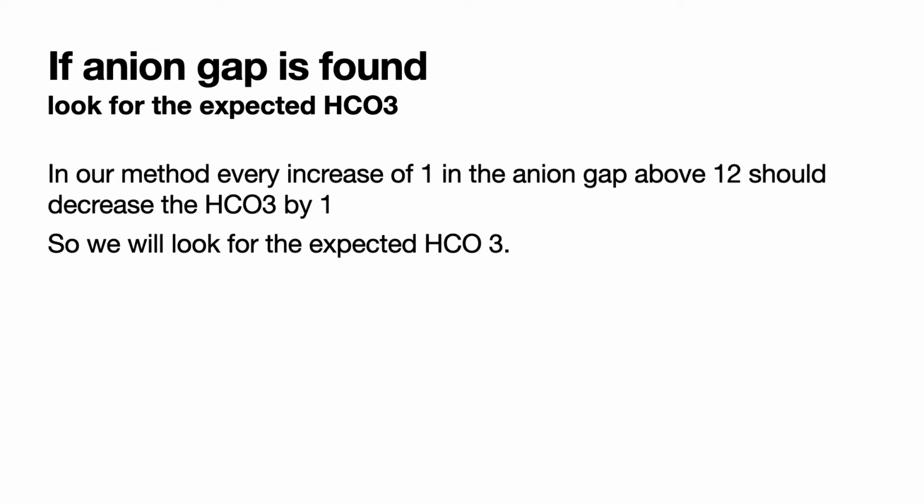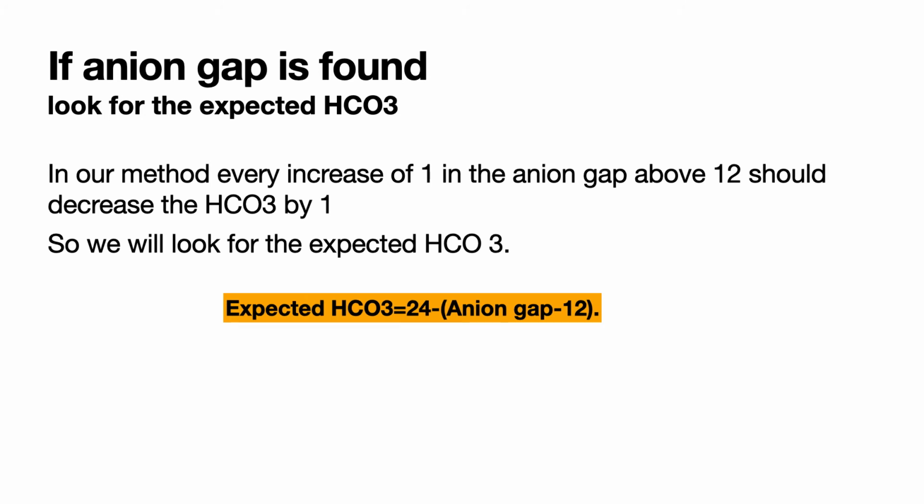Again, if an anion gap is found, you want to look for the expected bicarb. In that, our method is very easy. I have made it as easy as possible, and this is how I was taught. An increase of 1 in the anion gap should decrease the bicarb by 1, as easy as that. So the expected bicarb is 24 minus the anion gap minus 12. As you can see, every time the anion gap goes up, the bicarb should go down.